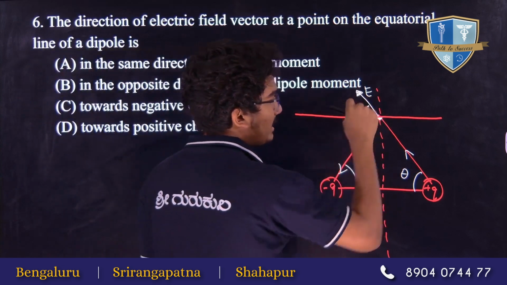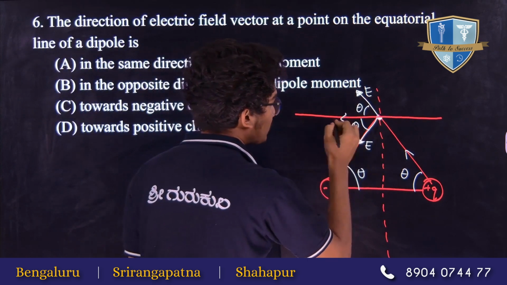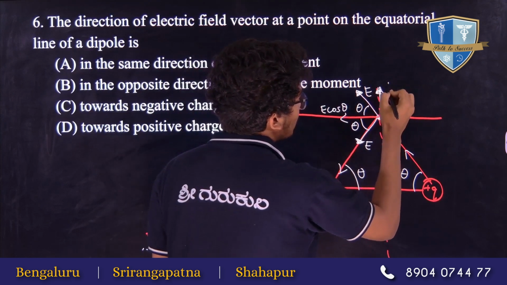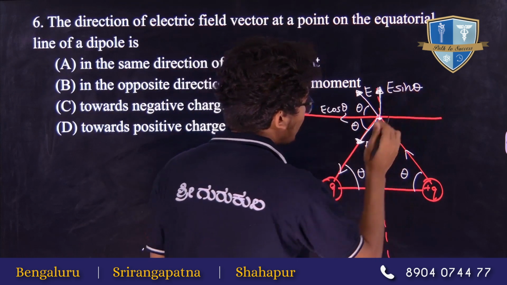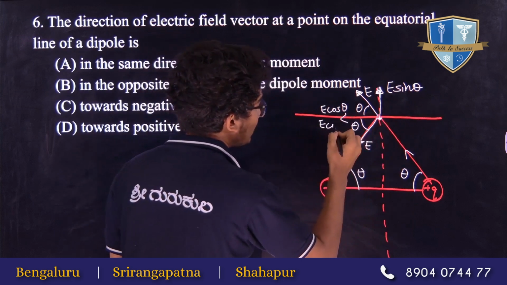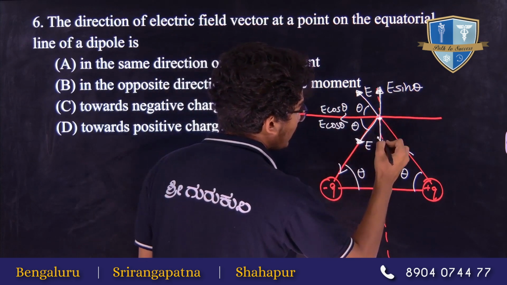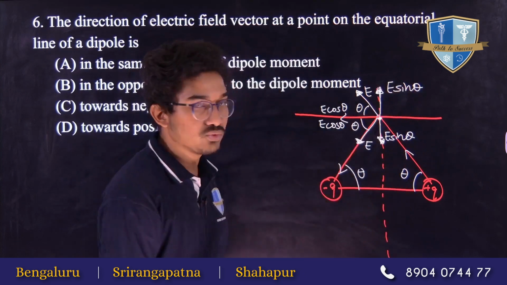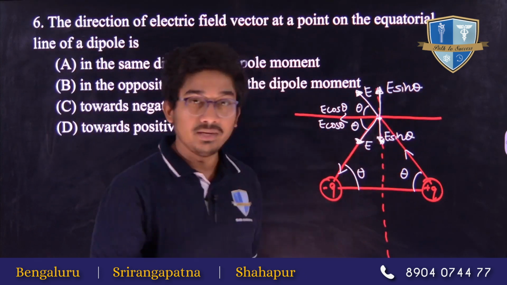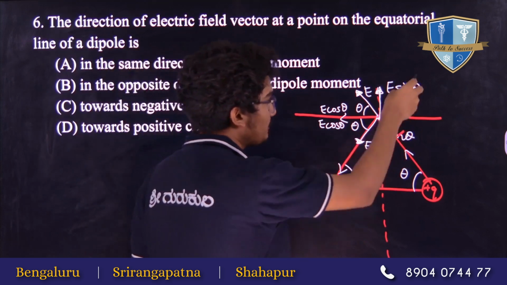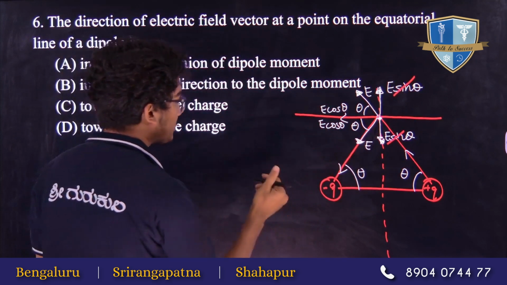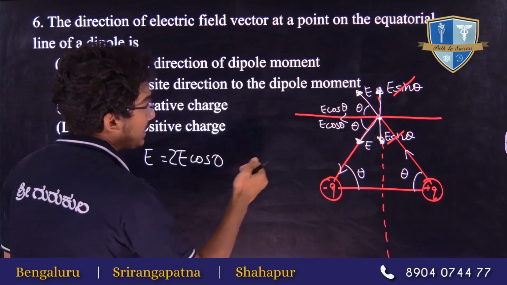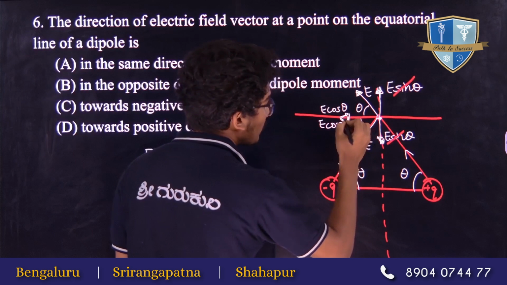Now let's divide E into the components. This will be E cos theta, and this component will be E sin theta. Similarly, E cos theta again, and in this direction we will get E sin theta. See, E sin theta, two same amounts in opposite direction, so they will cancel out each other, and these two E cos theta components are adding to each other. So net electric field will be 2E cos theta, and it is in this direction, correct?